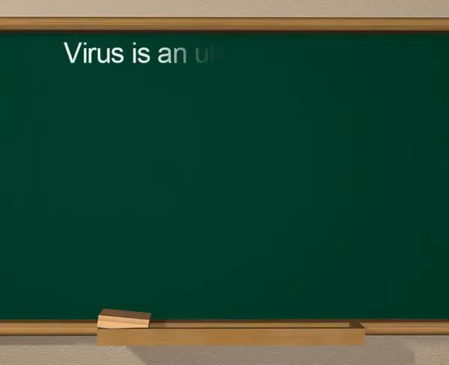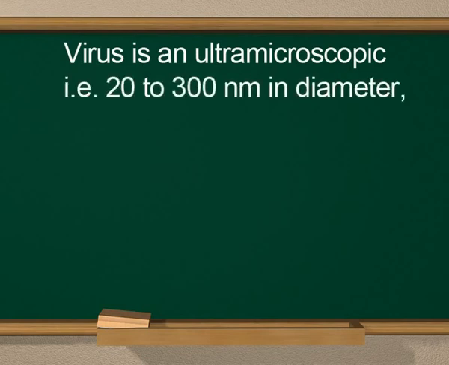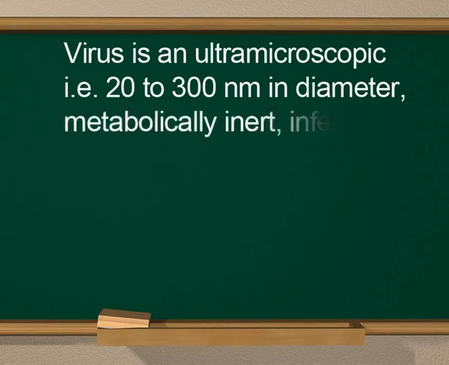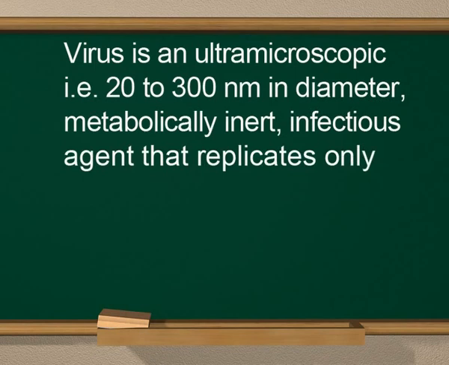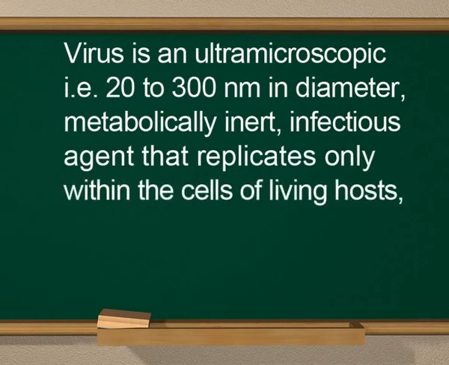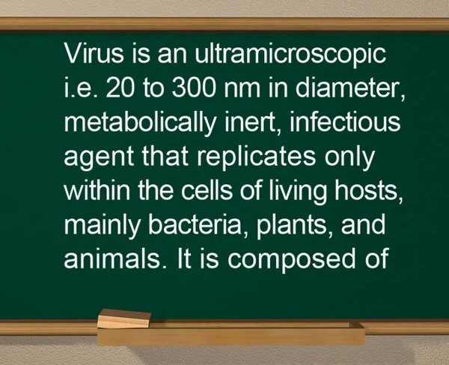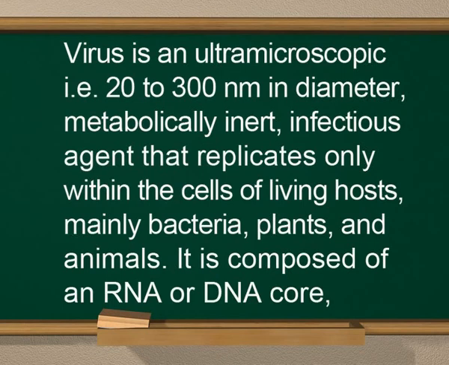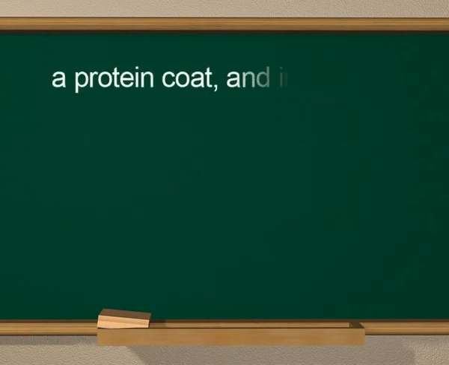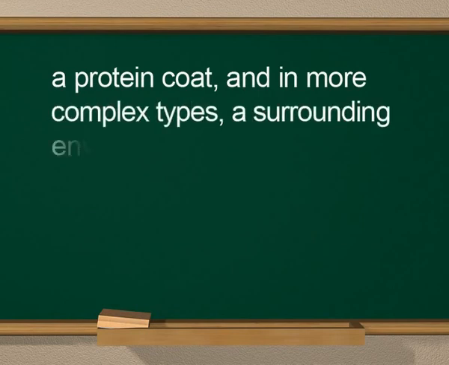Answer. Virus is an ultramicroscopic, that is 20 to 300 nanometers in diameter, metabolically inert, infectious agent that replicates only within the cells of living hosts, mainly bacteria, plants and animals. It is composed of an RNA or DNA core, a protein coat, and in more complex types, a surrounding envelope.